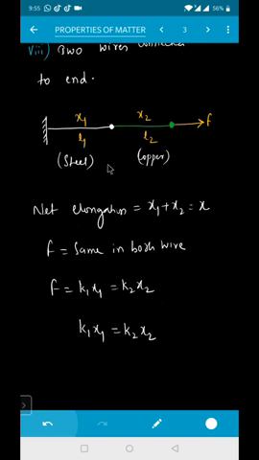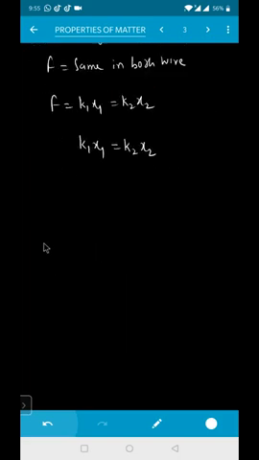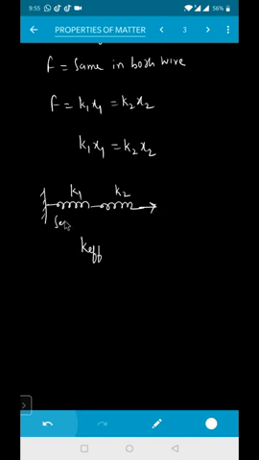Now, the spring constant of this one is K1, and the constant of this one is nothing but K2. Two springs are connected in which combination? Series combination. So we can assume these two rods as two springs connected in series combination, like this. This is K1 and this one is K2. When two springs are connected in series combination, you know that K effective will be K1 into K2 divided by K1 plus K2.